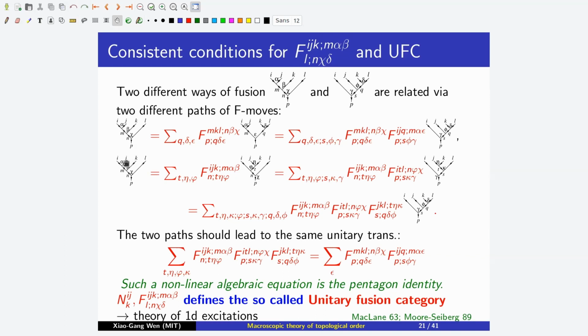Oh, there's another way to do that. We can do the IJK fusion first, then move this J line first. Then here we need to do three steps to go from here to here. It's really different paths to achieve the same thing. Then we get this famous relation that the composition of 2F and the composition of 3F should be the same. And this is really a polygon identity.